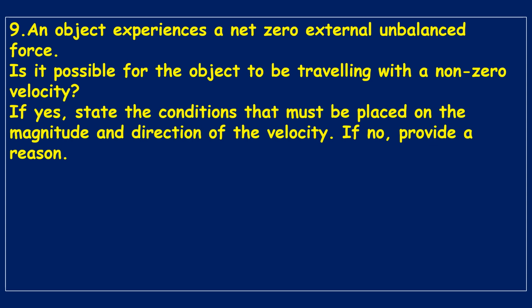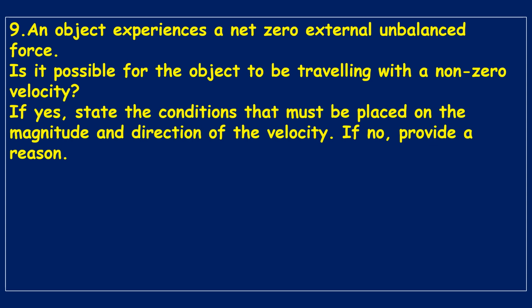Now, next question. An object experiences a net zero external unbalanced force. Now see children, when an external unbalanced force acts on an object, it moves in the opposite direction. But here an object experiences a net zero external unbalanced force. That means there is no unbalanced force on it. Is it possible for the object to be traveling with a non-zero velocity?